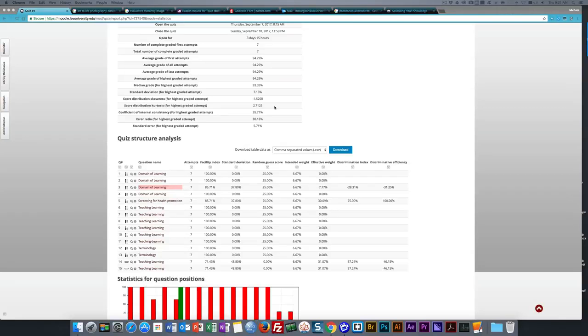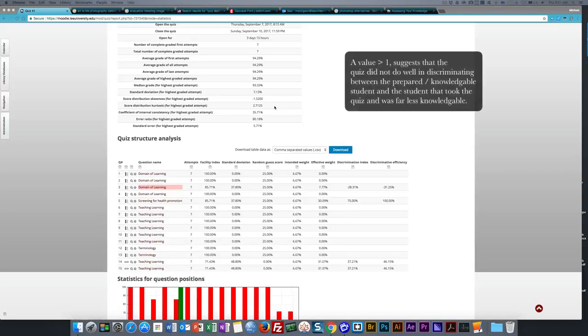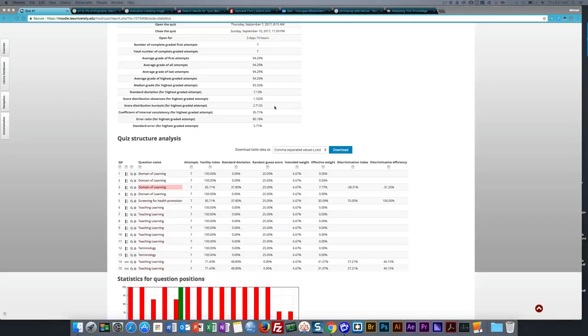So the greater the kurtosis, the more peaked the distribution is, which means there's not much of a tail on either end. So you want to aim for a value between 0 and 1. A value greater than 1 indicates that the test is not discriminating very well between very good and very poor students. Again, let's keep in mind that the example we're looking at only had 7 students in the class, so it may be.